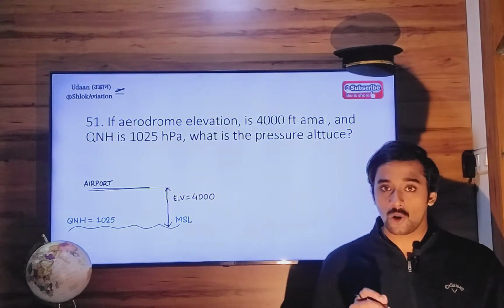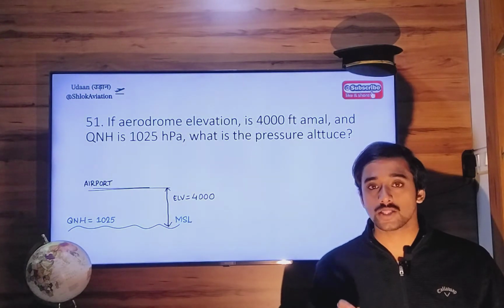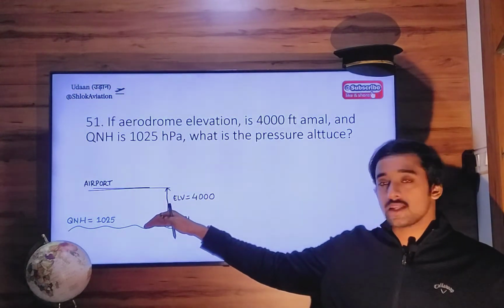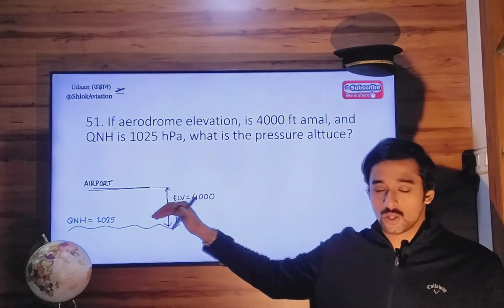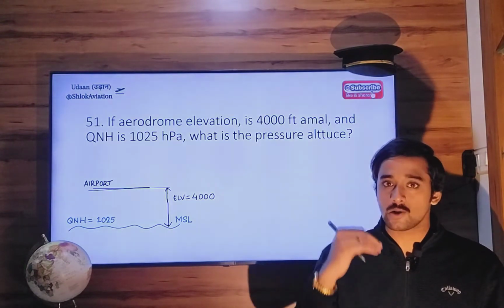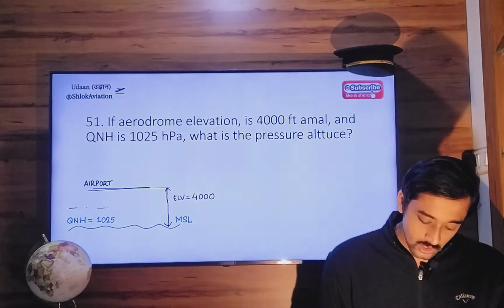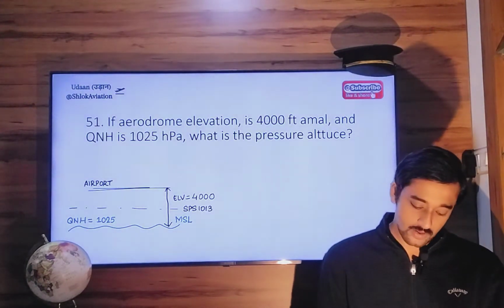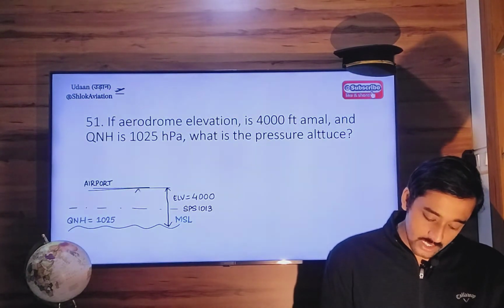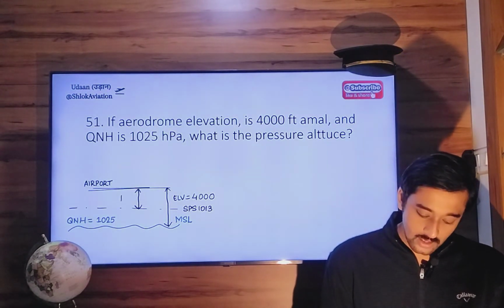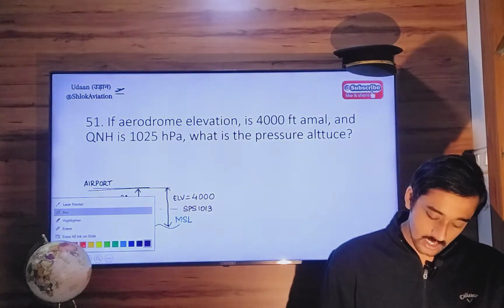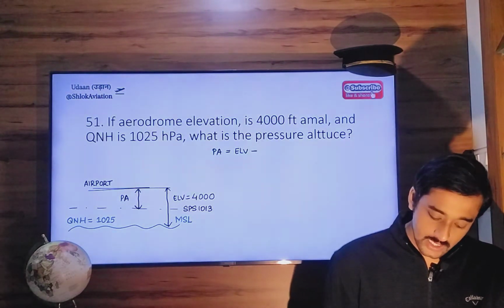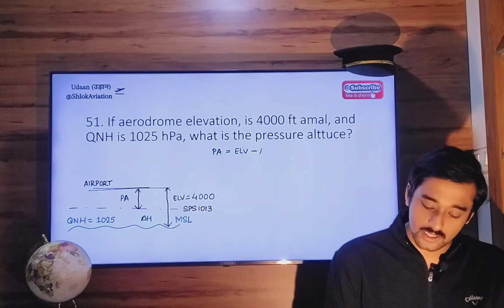Now pressure altitude is always measured from standard pressure setting 1013. So 1013 being less than 1025, that level will be above 1025, because when we go to higher and higher altitudes, pressure decreases. So let's draw this 1013 pressure level here. Now pressure altitude will be measured from standard pressure setting datum. So now this pressure altitude, as you can see, is your elevation minus the height difference between these two pressure levels.